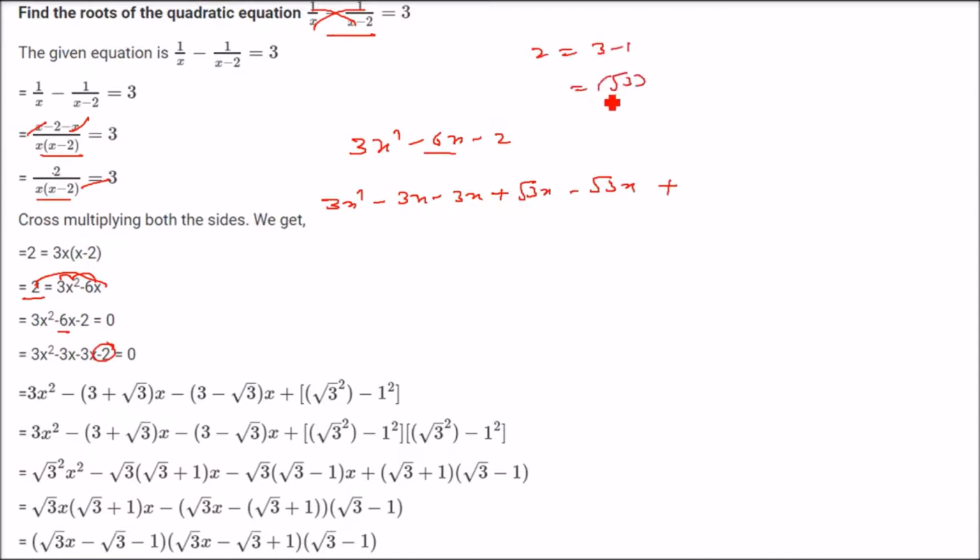This 3 can be written as root 3 square minus 1 square. Root 3 square is 3 and 1 square is 1. So this gives you root 3 minus 1 and this gives you root 3 plus 1. So what do you get? Root 3 minus 1 and root 3 plus 1, right?